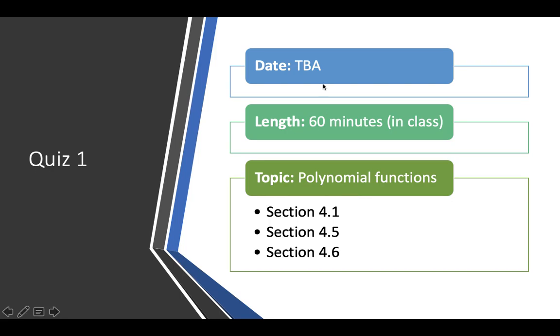So let's begin. First of all, our quiz 1 is coming up, and the quiz 1 date we will announce in the class, which is TBA, to be announced. Then the length will be 60 minutes, in-class exam, and our syllabus for quiz 1 is 4.1, 4.5, and 4.6. 4.6 is in this slide.